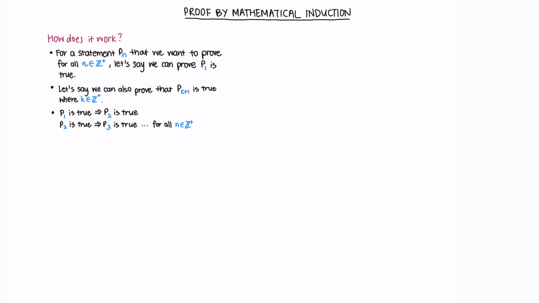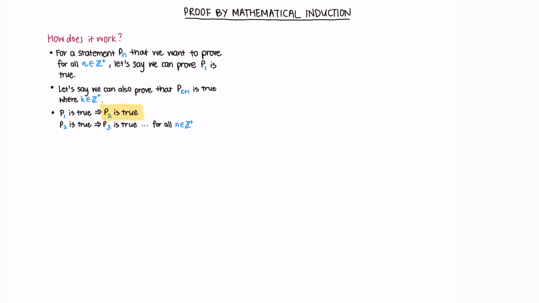First of all, I want to prove the base case is true. In this case, the base case is P1, because this is the first positive integer. Next, let's say we can also prove that Pk+1 is true for any positive integer k.